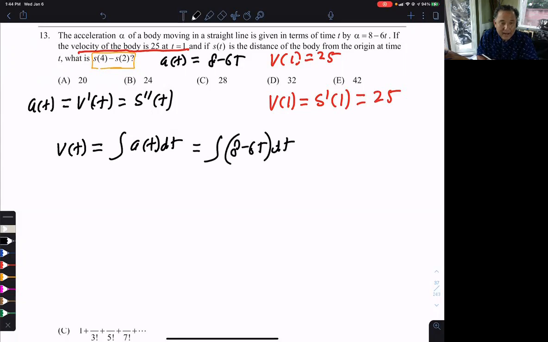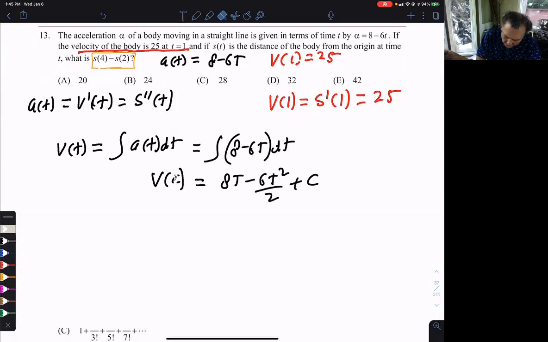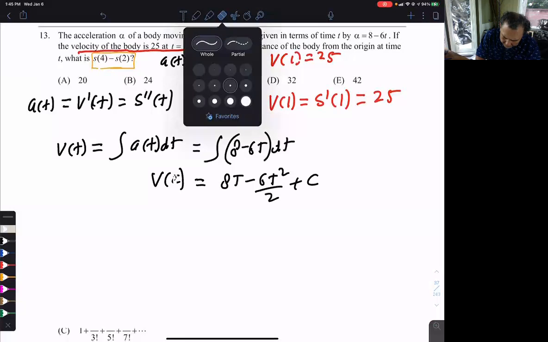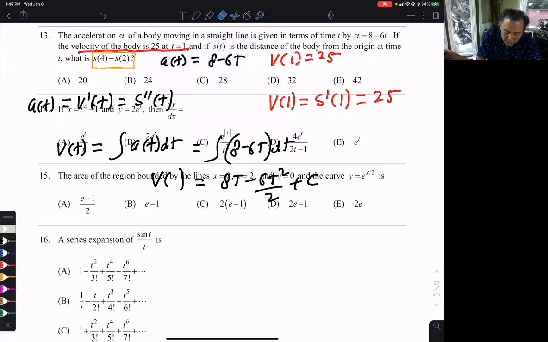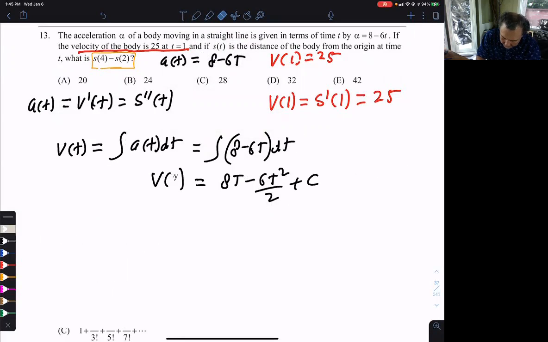I'm leaving gaps. I think I just have to restart this program, but I won't do that right now. So the antiderivative of 8 is 8t. The antiderivative of 6t is negative 6t squared over 2 plus c. Don't forget your c. Whoops, that's not a c. Bad things are happening. Don't forget your plus c or you will be very sad.